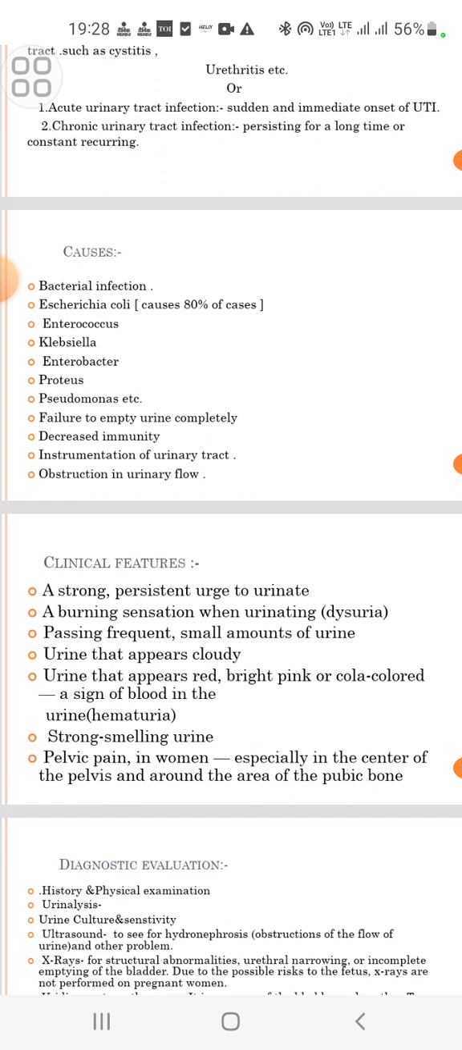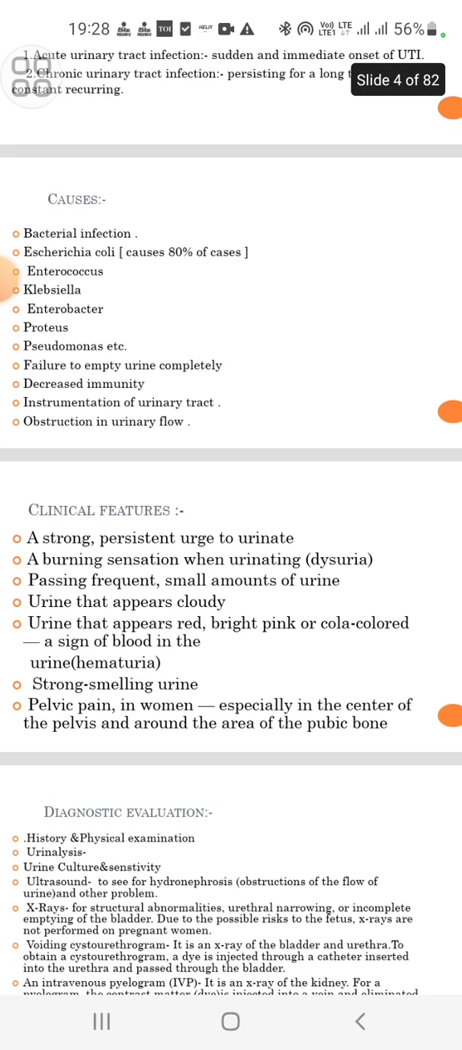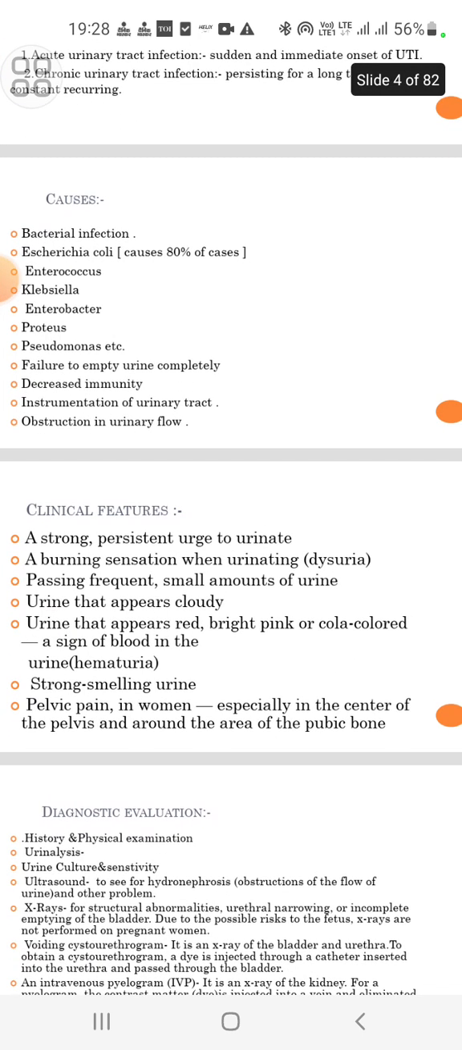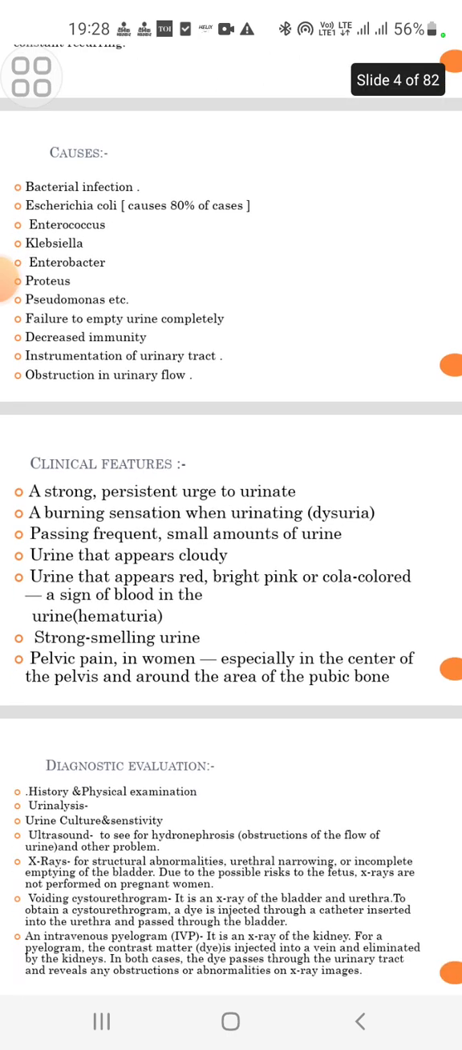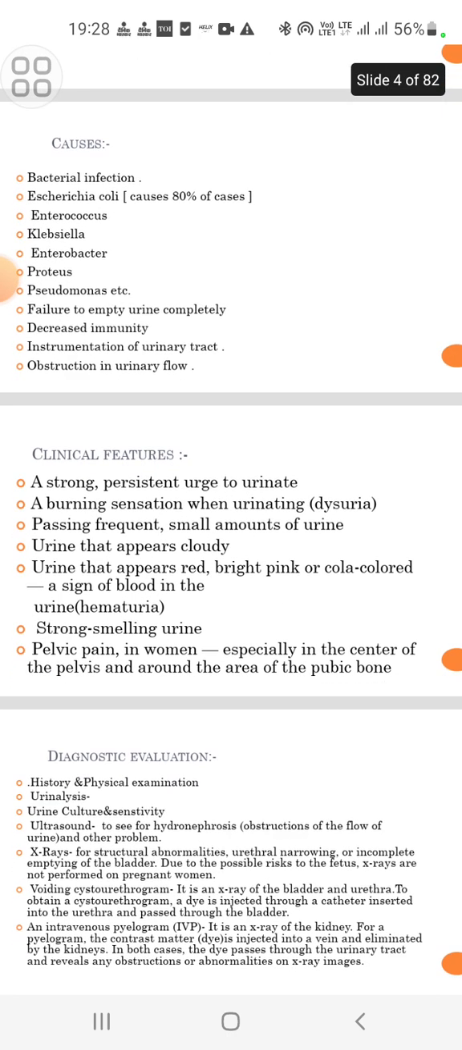And along with that, the person will have strong smelling urine. Usually the person does not have that kind of smell; the smell is aromatic. But here the person has a strong foul smell. And after that, the person may have discomfort in the pelvic region.